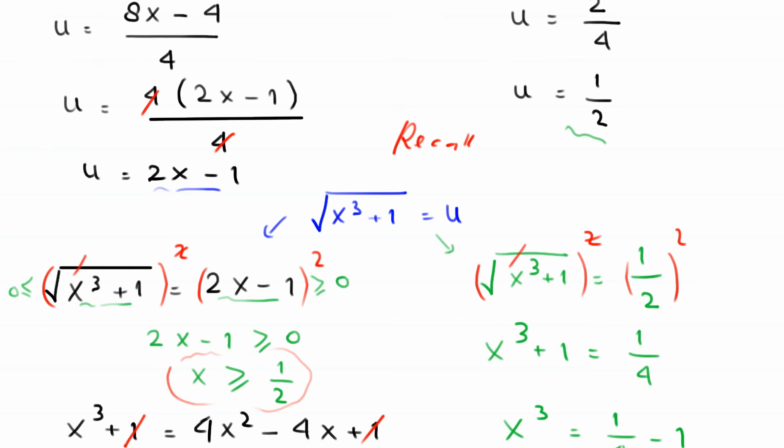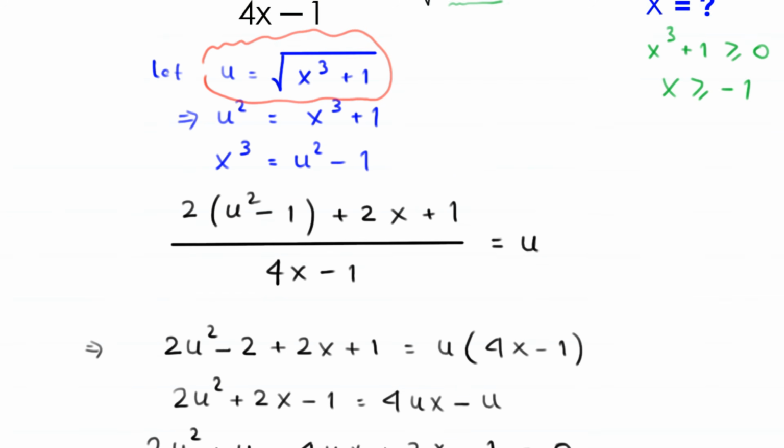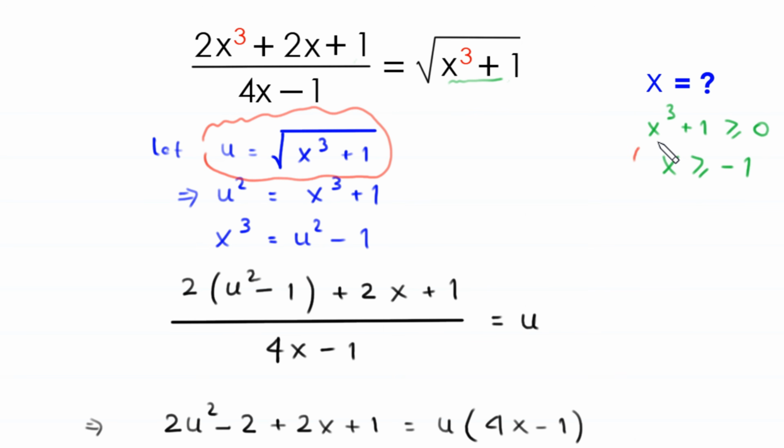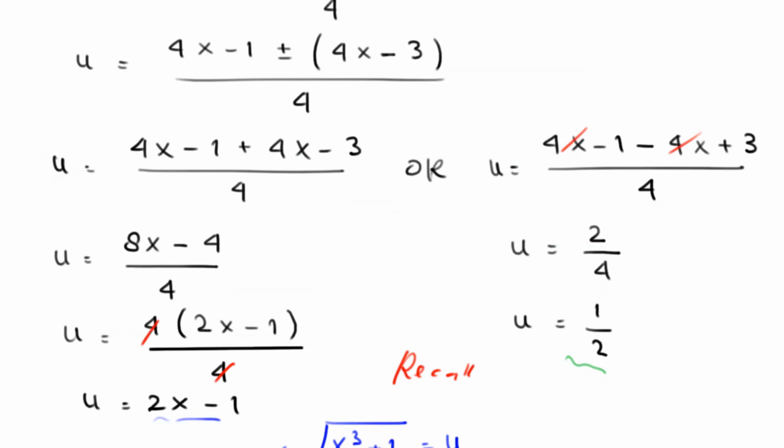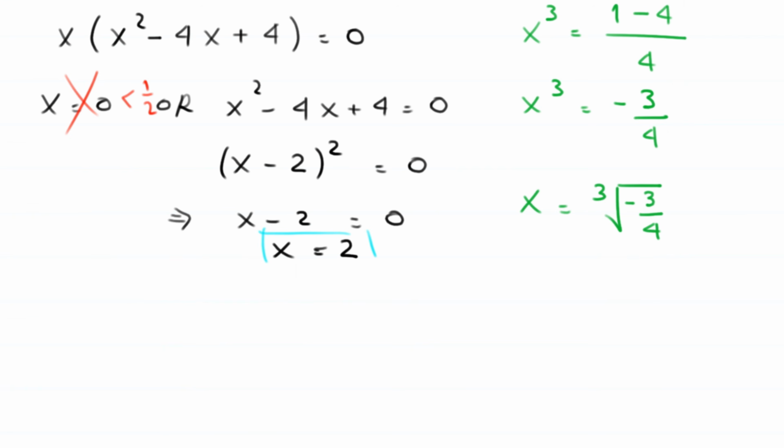The domain is x must be greater than or equal to negative 1. This 2 is greater than negative 1, so this is a valid solution. And this cube root of negative 3 over 4 is also greater than negative 1, so this is also a valid solution.